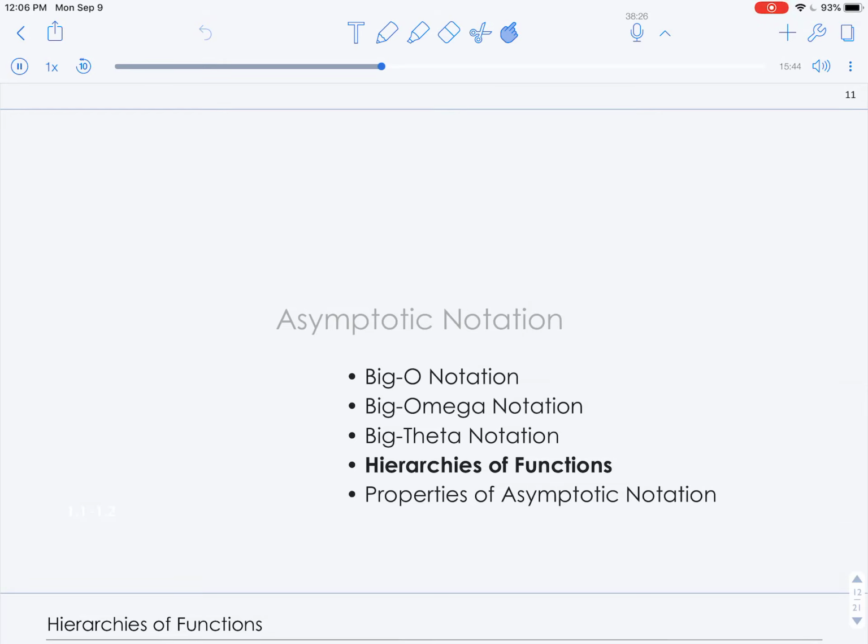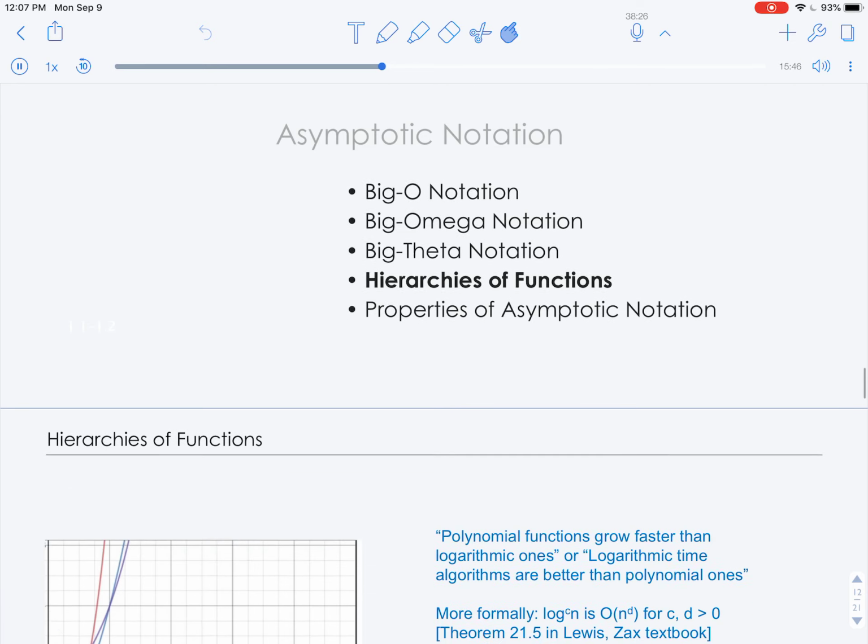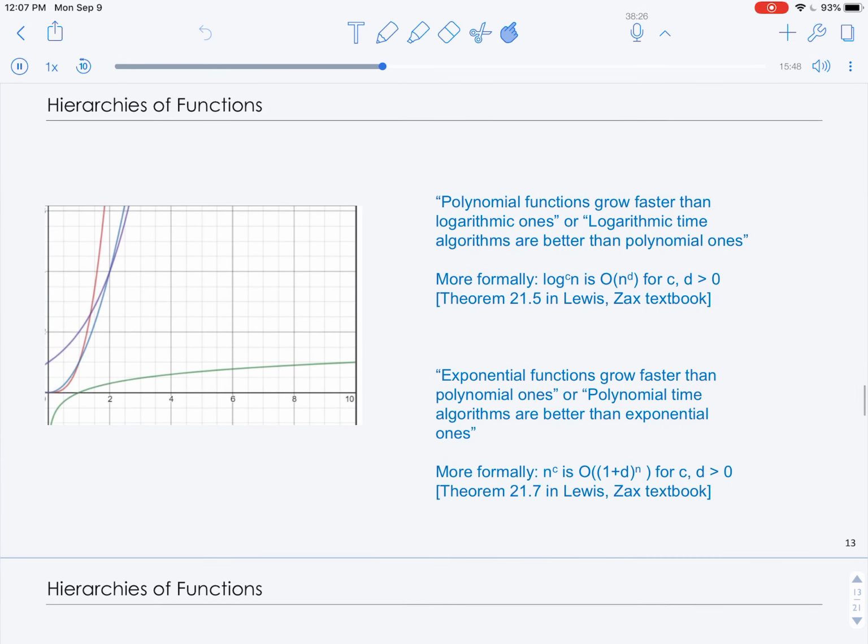Now we'll discuss hierarchies of functions. You may be familiar with common expressions such as polynomial functions grow faster than logarithmic ones, or logarithmic time algorithms are better than polynomial ones. It turns out we can prove these formally, and the textbook Theorem 21.5 gives that formal proof.